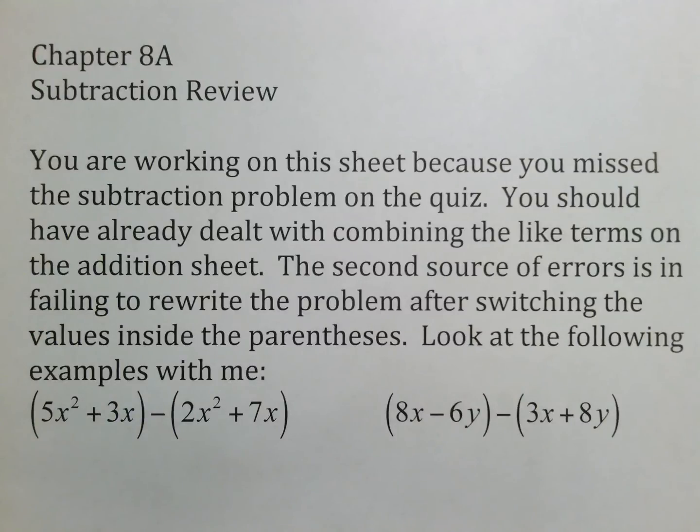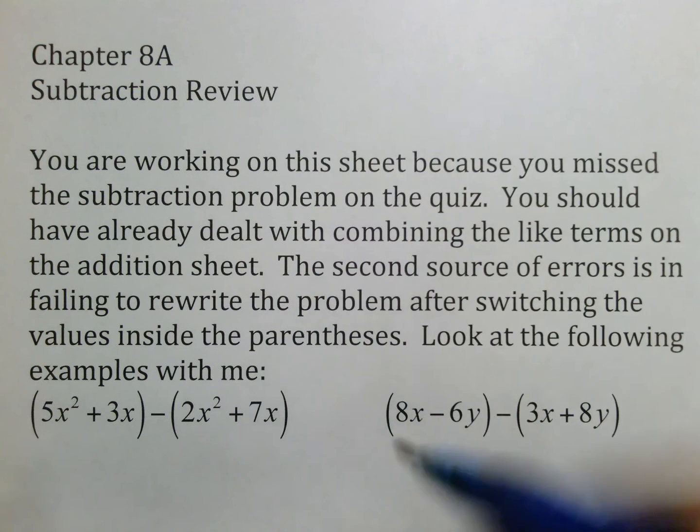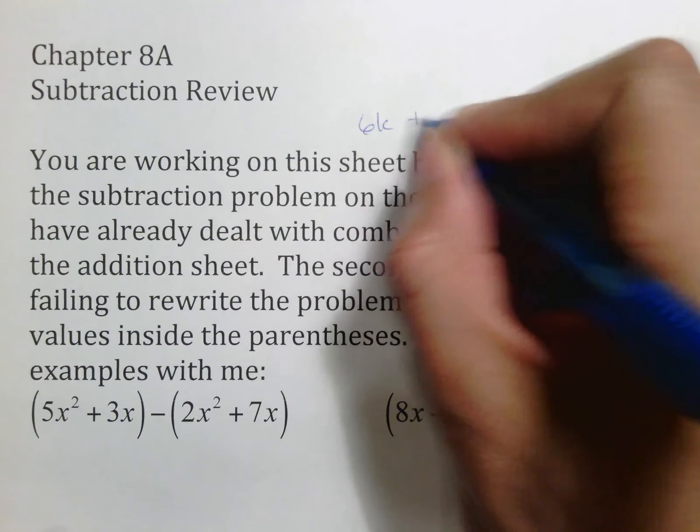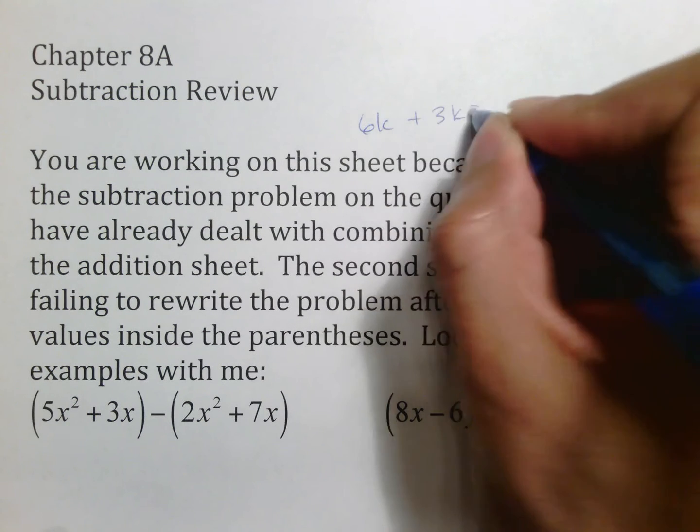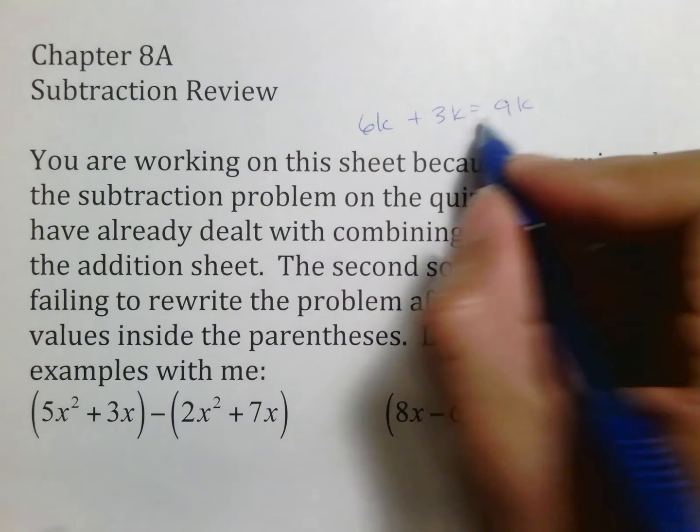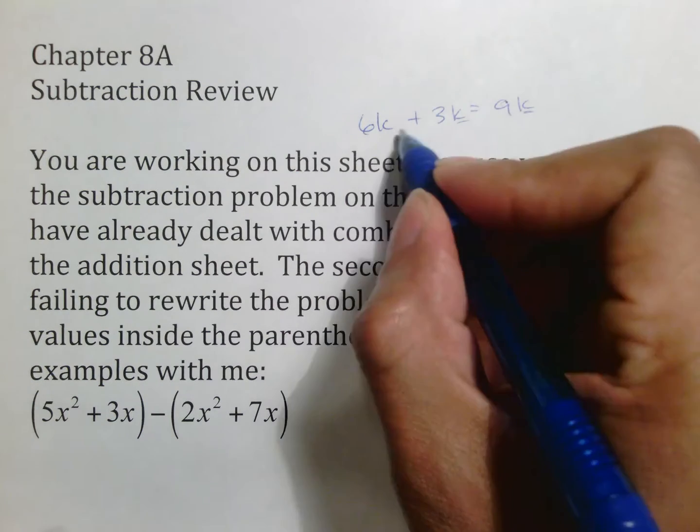Subtraction review. If you messed up on the subtraction problem on the quiz, it means that you probably already know how to combine like terms. If this is your first time through, but if this isn't your first review, then you've already talked about combining like terms, which means again the label does not change. If you have 6 K's and you put those together with 3 K's, you should have 9 K's. It should not change what you actually had put together.